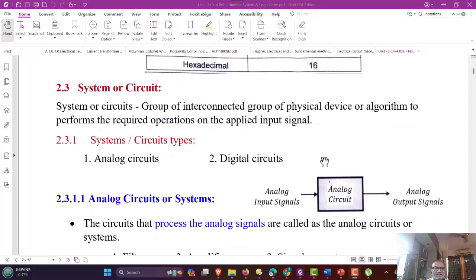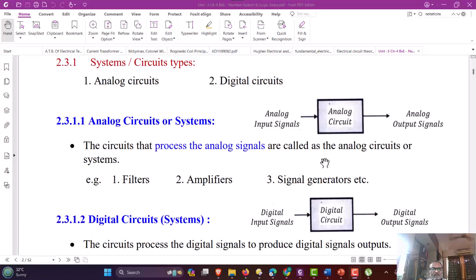Now let us see what is system or circuit. System is basically a group of interconnected components or physical devices or algorithms to perform the required operation on the applied input data or signal. There are two types of systems generally classified in theory: analog circuits and digital circuits, or say analog systems and digital systems. The analog systems are the systems which process the analog signals.